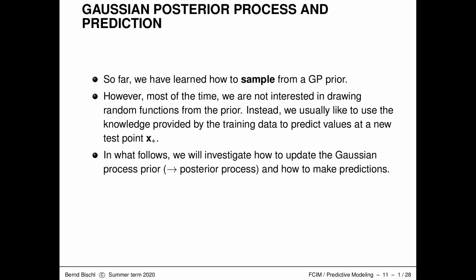And what we will now do is investigate how to update our Gaussian process prior through observed, labeled data points, to get our hands on a posterior process, and how to use these posterior processes to make predictions.